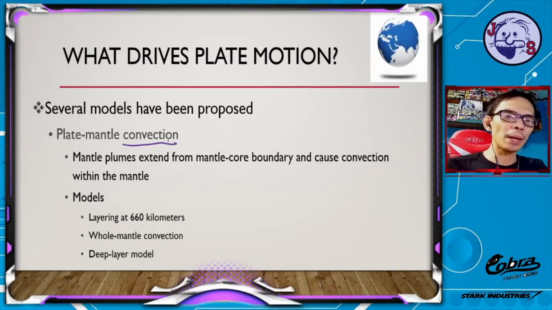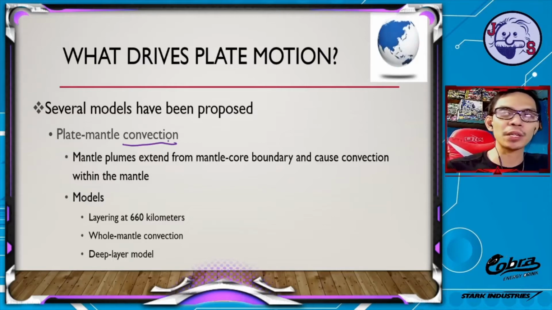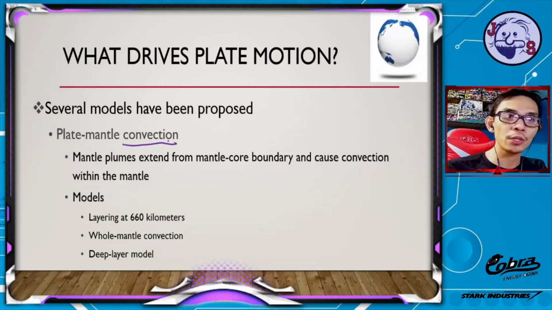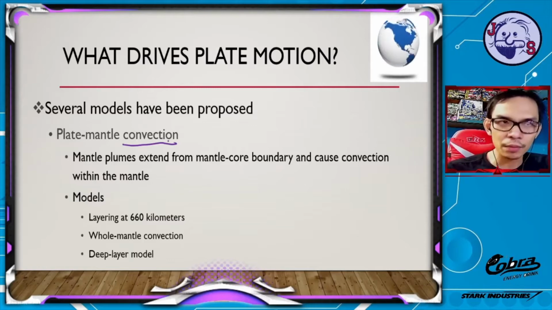Remember that convection is just one of the three ways of heat transfer. The first one is conduction, that is a contact heat transfer. For example, when you put a spoon in hot water, then after a few minutes, the spoon will get hot.